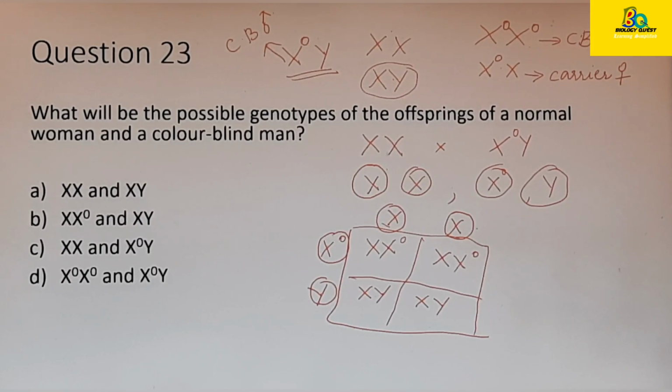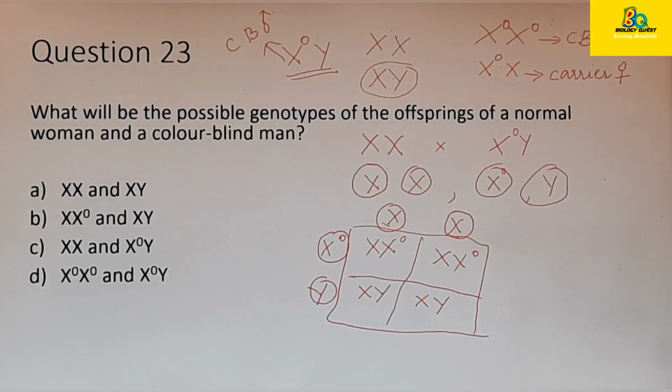Okay, so look at the options. Option A, XX and XY. Option B, XXᴼ and XY. Option C, XX and XᴼY. And option D, XᴼXᴼ and XᴼY. So what is the correct answer? Option B, XXᴼ and XY. Hope it is clear to all of you.